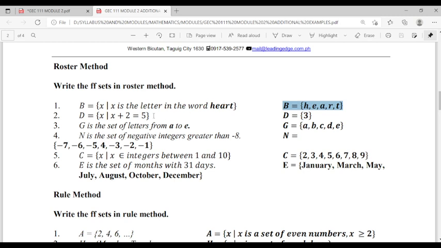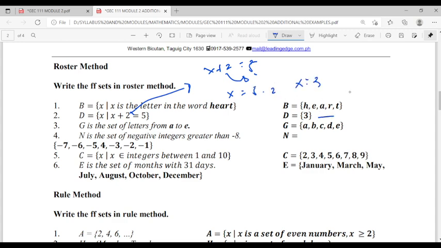And also this, we transpose the value. Here we have x plus 2 equals 5. So we transpose to the other side, so it comes out negative. So 5 minus 2, we have x is equal to 3. Or this, the set D, we have 3. Given the set G is the set of letters from A to E, we have A, B, C, D, E.